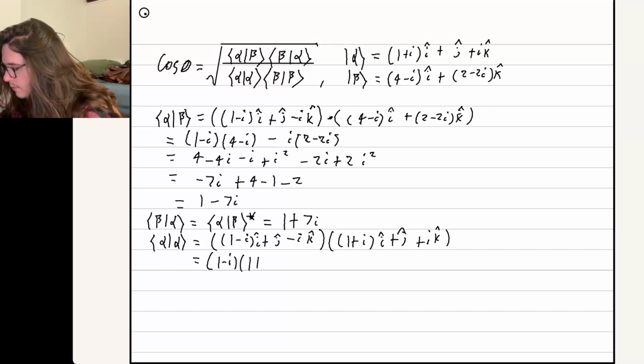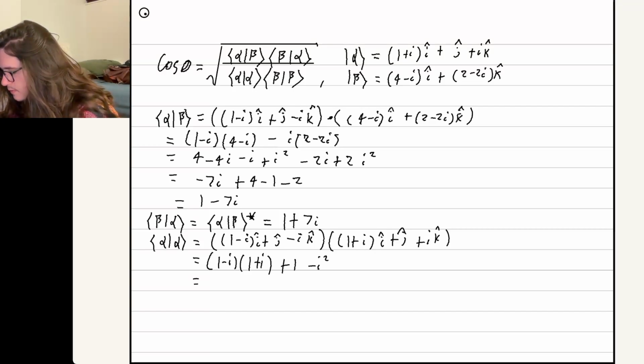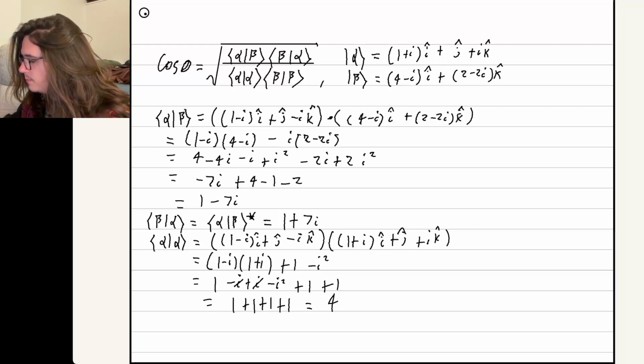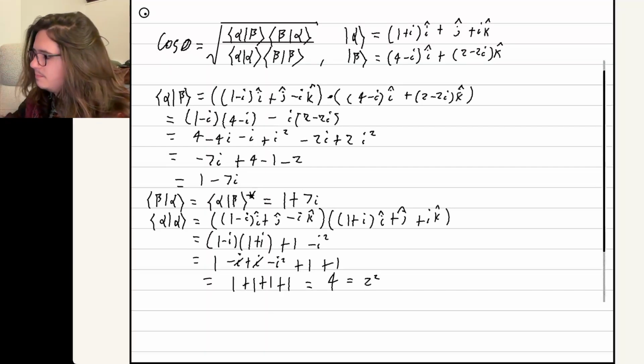So again, going component by component, we have (1 minus i) times (1 plus i) plus 1 plus (minus i) times i. Expanding that multiplication, it's 1 minus i plus i minus i squared. We still have this plus 1, and then minus i squared will turn into plus 1. So this i cancels out this i, and minus i squared, again, turns into plus 1. So we just have 4. That's pretty neat. For the purposes of the problem, though, I'm going to represent it as 2 squared. You're going to see why in a minute.